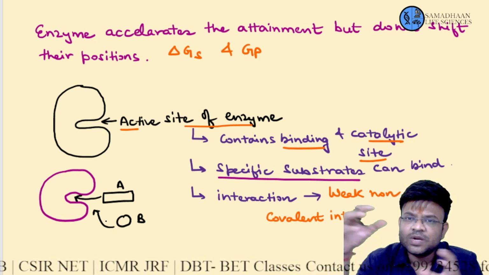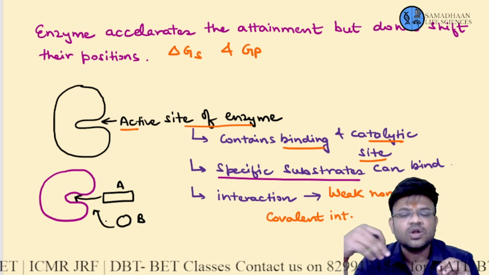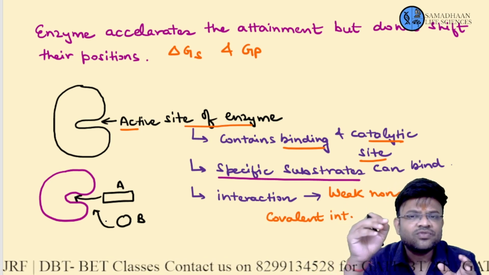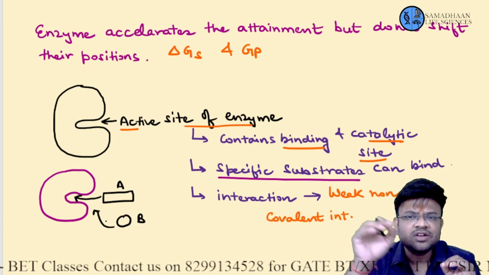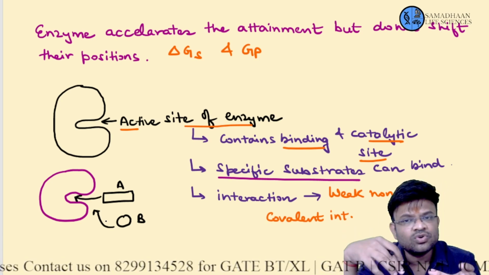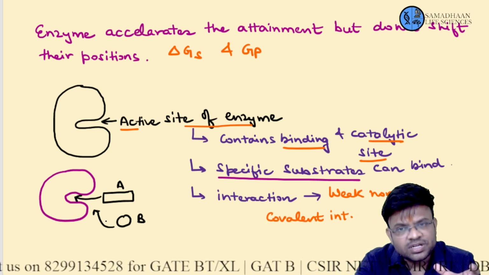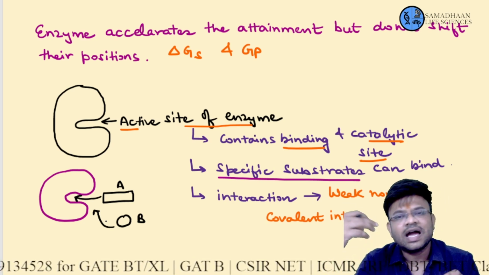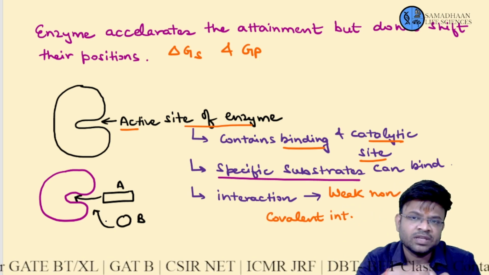The interaction between the active site of the enzyme and the substrate is always weak non-covalent interactions. Now, when I say weak non-covalent interactions, what do you understand from this statement? Weak non-covalent simply means those bindings or those bonds that are not very strong. For example, hydrogen bonds. For example, van der Waals interactions. For example, hydrophobic interactions. So these interactions are not very strong in nature.